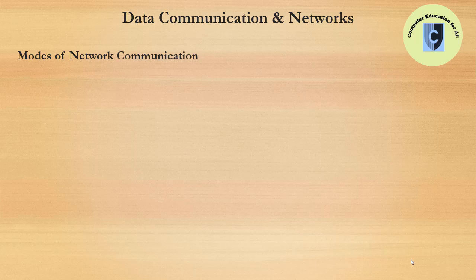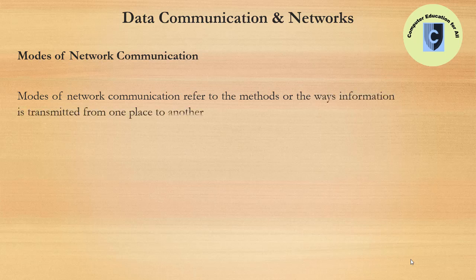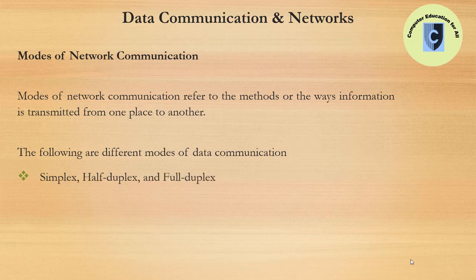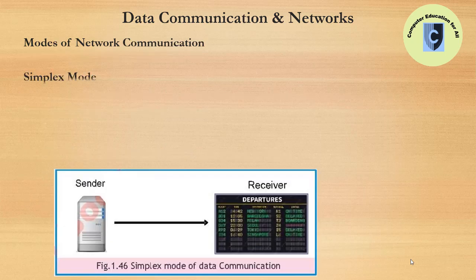Modes of network communication. Modes of network communication refer to the methods or the ways information is transmitted from one place to another. The following are different modes of data communication: simplex, half-duplex, and full duplex, synchronous and asynchronous. Simplex mode. In simplex mode, the communication takes place in only one direction. In this mode, communication is unidirectional.